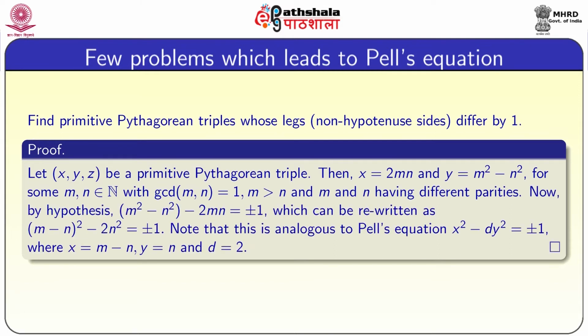By hypothesis, what we have to see is m square minus n square minus 2mn is equal to plus or minus 1, which can be written as (m minus n) whole square minus 2n square equal to plus or minus 1. Note that this is analogous to Pell's equation x square minus d y square equal to 1. Of course, here the legs differ by 1, so plus or minus 1, where x is equal to m minus n, y is equal to n and d is equal to 2. So, primitive Pythagorean triples with legs differing by 1 also lead to a Pell's equation.